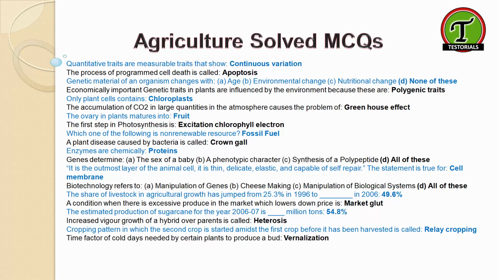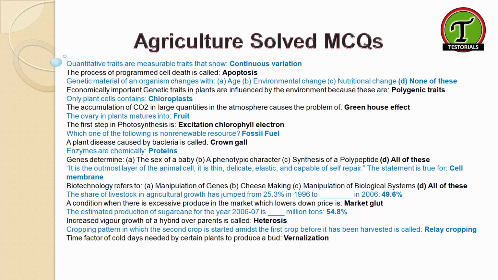113. It is the outermost layer of the animal cell. It is thin, delicate, elastic, and capable of self-repair. The statement is true for the cell membrane. 114. Biotechnology refers to A. Manipulation of genes, B. Cheese making, C. Manipulation of biological systems, D. All of these.